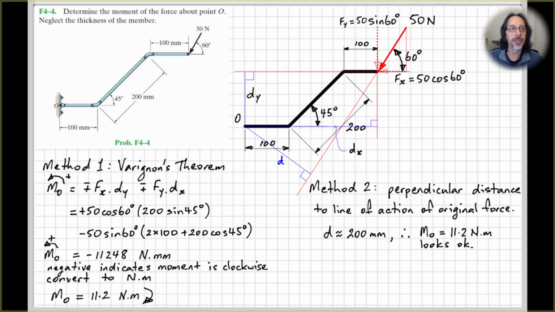So that gives us a quick check on our calculations. And we can also see, obviously from this, that the moment about point O is clockwise.